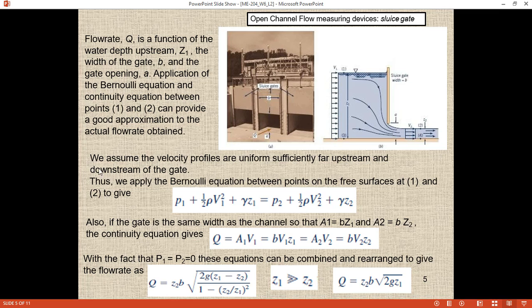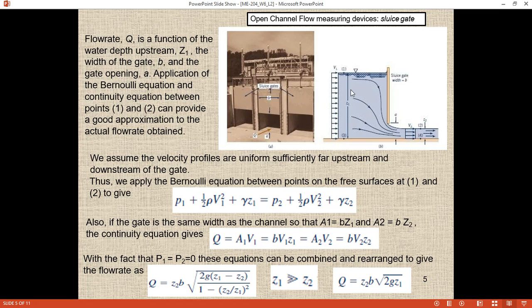Here we are using a sluice gate. So the flow Q is a function of the width, depth, and upstream Z1. This is the upstream, because the higher it is, the higher the flow rate will be. The flow rate depends on Z1, the width of the gate B, and the gate opening A, by application of the Bernoulli equation. So Q depends on three factors: Z1, B and A.